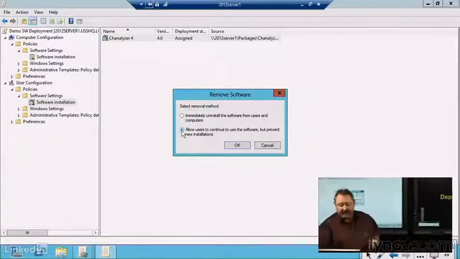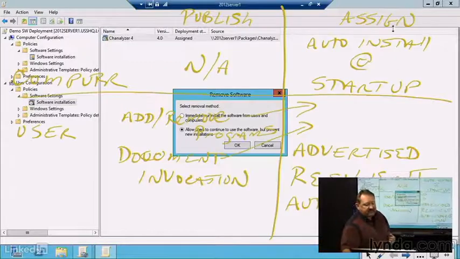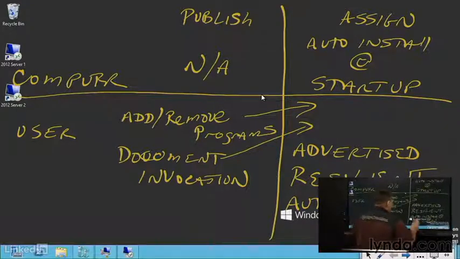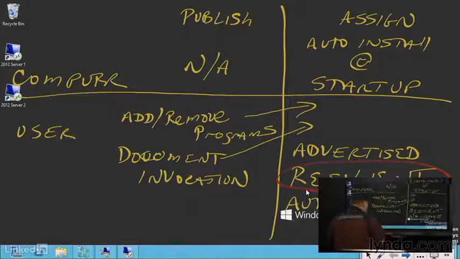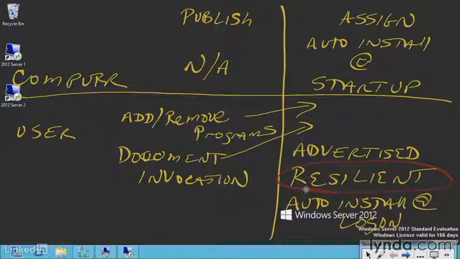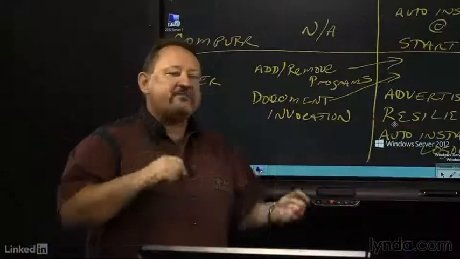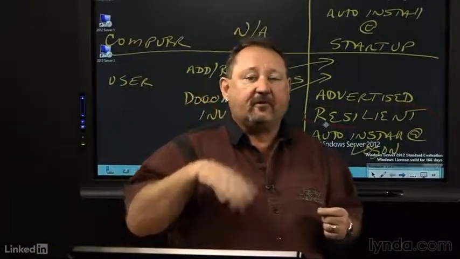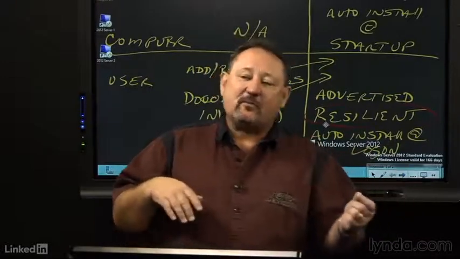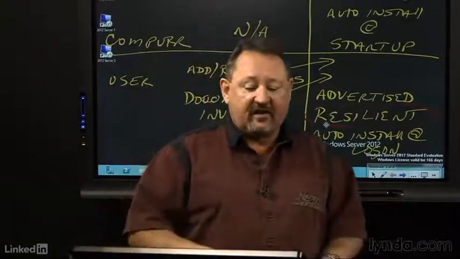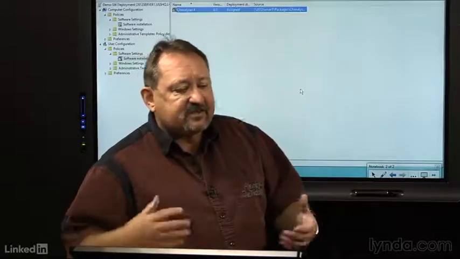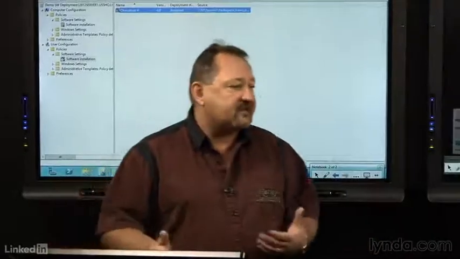Here's an issue with this though. If I go back to this drawing from a few seconds ago, notice this resilient option right here. If I have assigned the software to the user and I've done an optional removal, when the user goes to remove the software, it'll be removed, but it's no longer resilient. So if the software becomes corrupted or broken, it won't be self-healing anymore. You need to keep that in mind, not self-healing anymore. Okay? So that's deploying software with the group policy object.